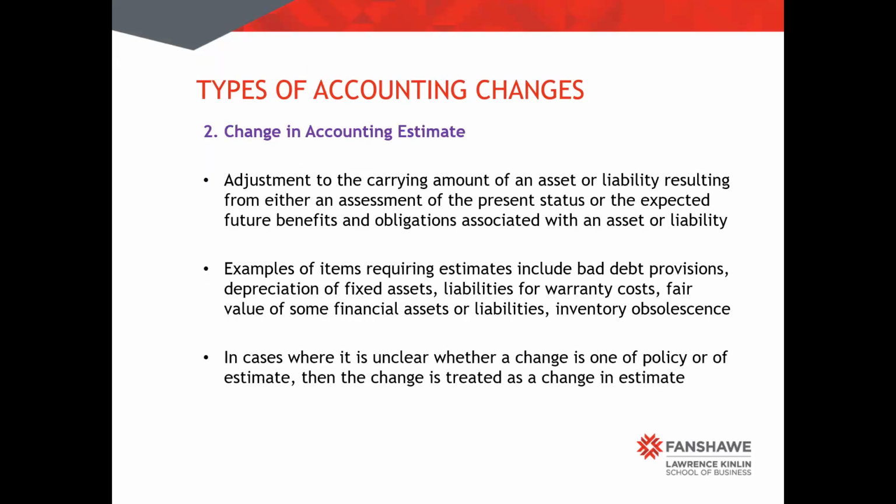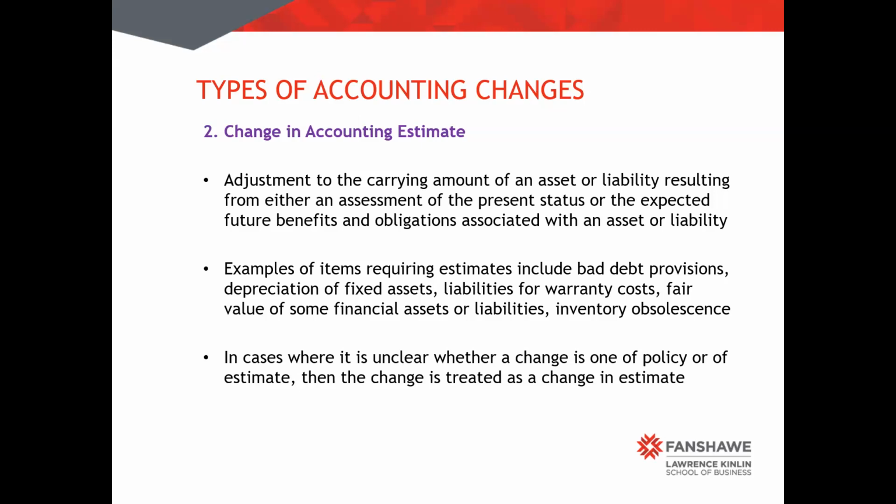Moving on to changes in accounting estimates. An example might be you've revised your estimates of your assets or liabilities. So maybe you have carrying amounts of, say, a pension liability or an allowance for doubtful accounts, or the net or fair market value of some asset or liability on your books. And maybe that's because you've done an assessment of the present status, or you had better information from your actuarial accountants on what those future benefits or obligations are.